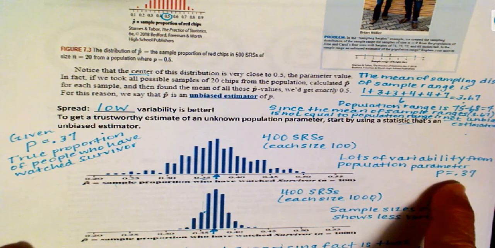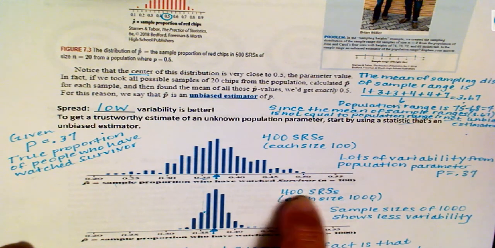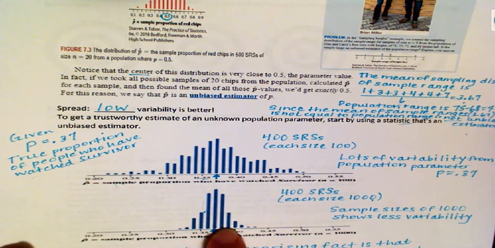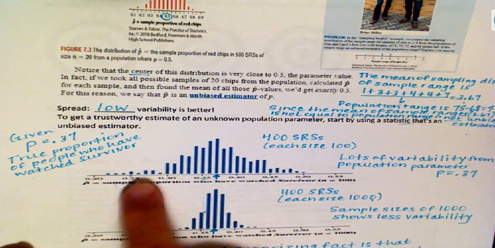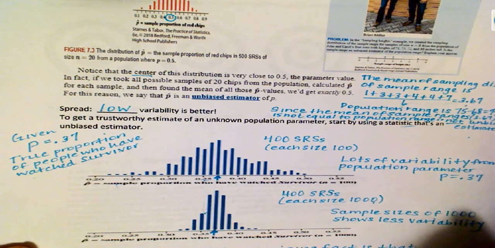You can see that that's in the middle, but notice the variability. Good grief, that's big. There's a lot of variability from the population parameter of 0.37. Now, let's compare that to this one. This one was also 400 simple random samples, but each sample had size 1,000. This had size 100, this had size 1,000. Look at the difference in the variability. Here's the parameter here and here. I kind of marked those so you can see them. The sample size of 1,000 shows less variability.